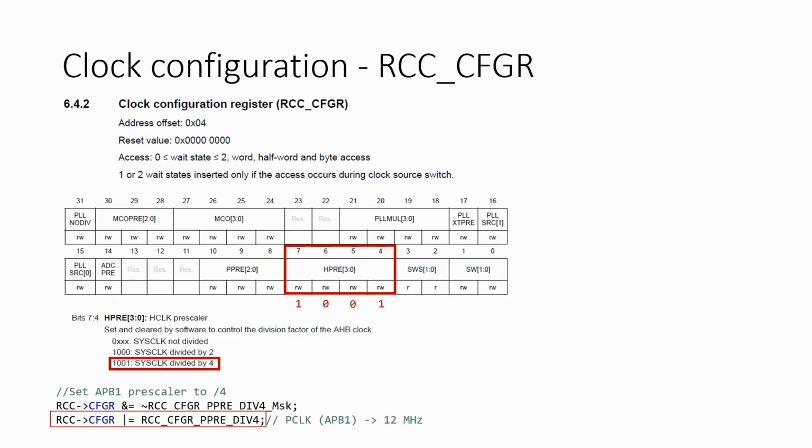First, in the clock configuration register, you need to clear the HCLK prescaler bits and set the division factor by 4. As a result of this, we will set the APB1 clock to 12 MHz. This has to be done in the clock configuration file that we created in the previous video.